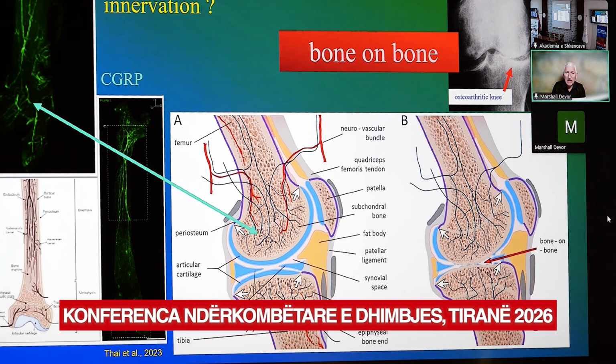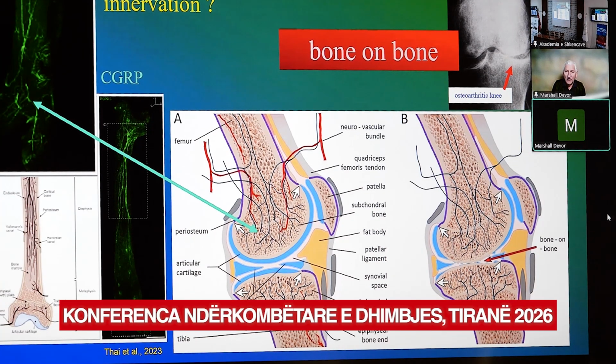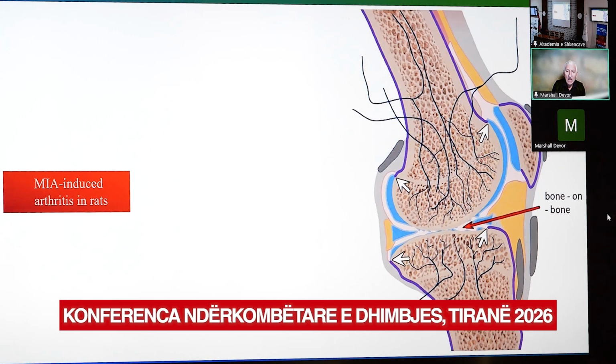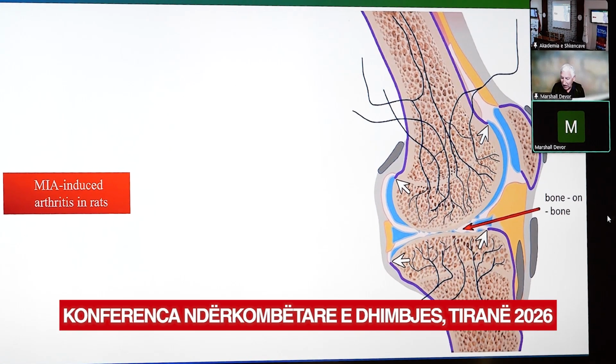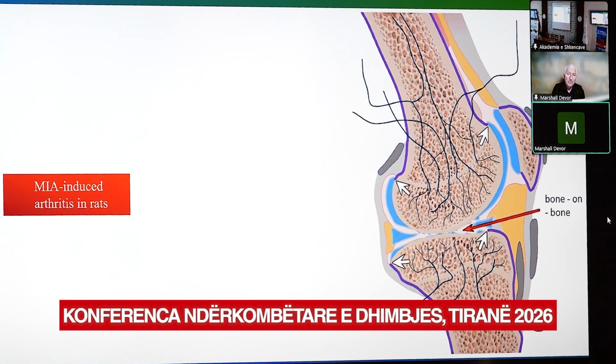So what is the situation of innervation in the case of bone on bone? I'd like to show you now some pictures from experimental cases of arthritis generated in laboratory animals by a substance called MIA, monosodium iodoacetate. This causes the degeneration of cartilage and is an animal model of osteoarthritis in human patients.